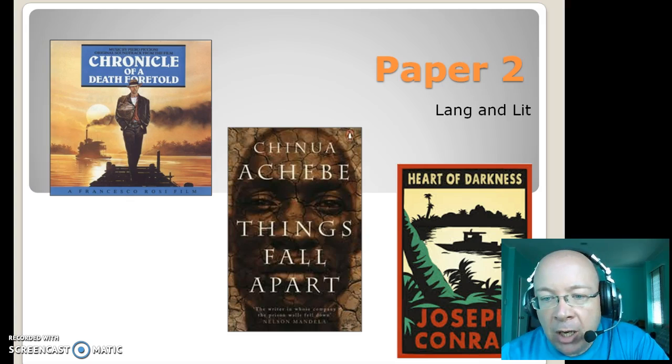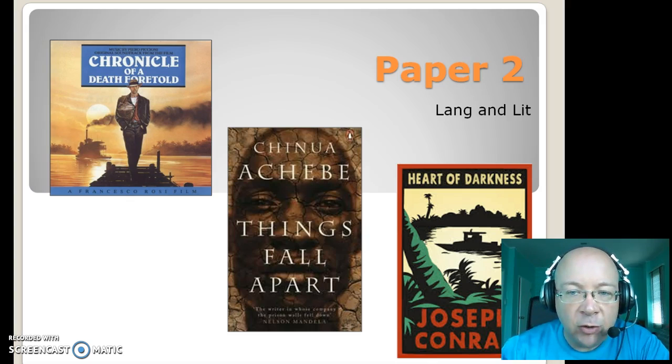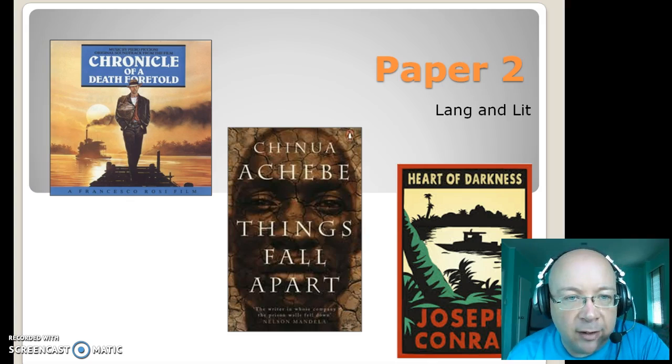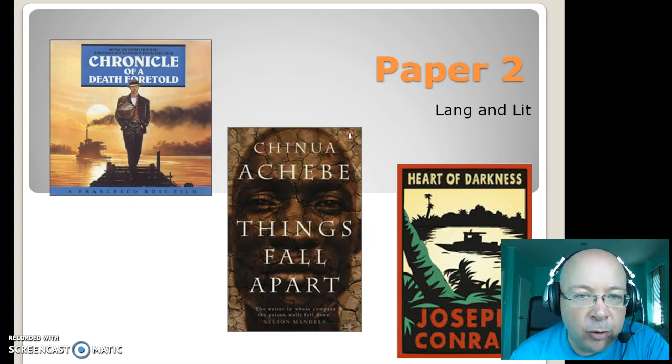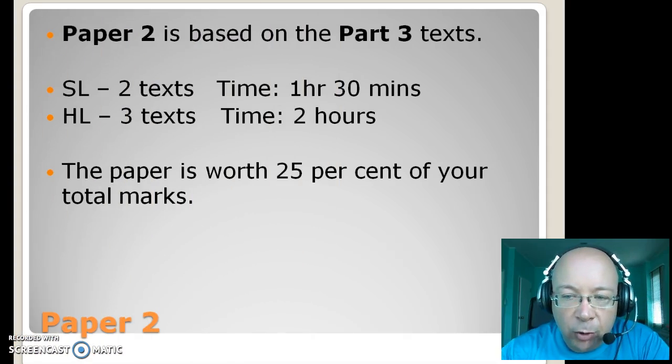take them apart. Okay, so to begin with, you can see on the screen these are the three texts that I use for Paper 2 at the moment. If you're doing higher level, you choose three texts. So we used one work in translation, which is Gabriel García Márquez's Chronicle of a Death Foretold, and then two other texts, Chinua Achebe's Things Fall Apart, and Joseph Conrad's novella, Heart of Darkness. So those are the texts I'll be talking about mainly.